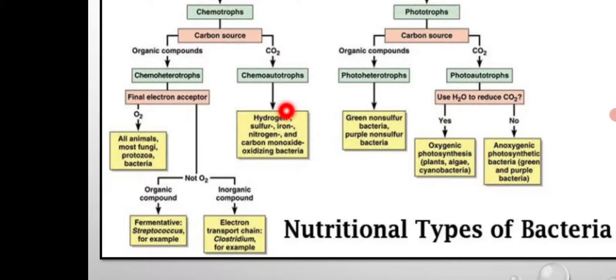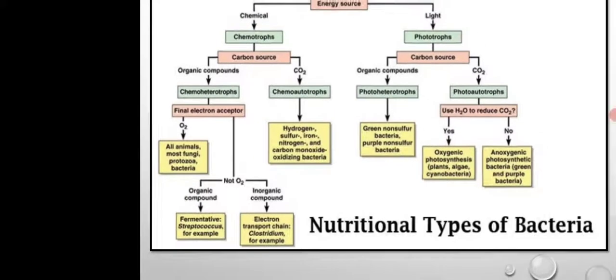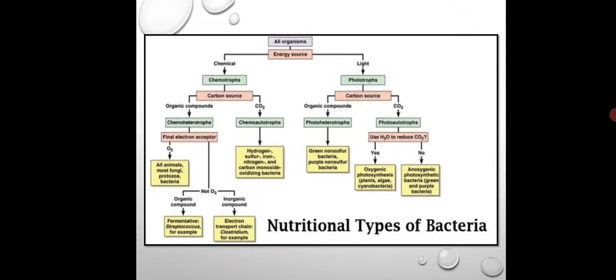Then chemoautotrophs, examples are hydrogen, sulfur, iron, nitrogen, and carbon monoxide oxidizing bacteria. Then photoheterotrophs, examples are green non-sulfur bacteria and purple non-sulfur bacteria. And in photoautotrophs there are two processes, oxygenic and anoxygenic. This chart we are going to discuss in detail, that is oxygenic photosynthesis and anoxygenic photosynthesis, and how it is actually performed by the bacteria, in our upcoming lectures.